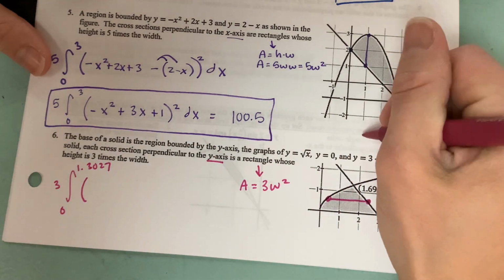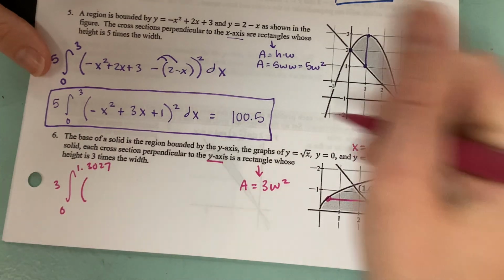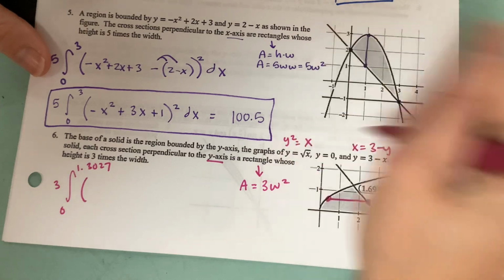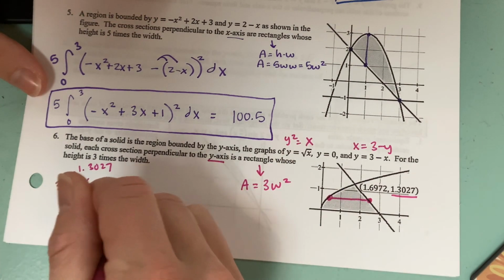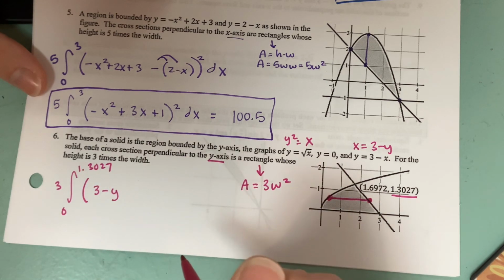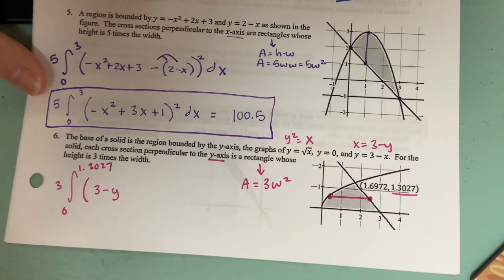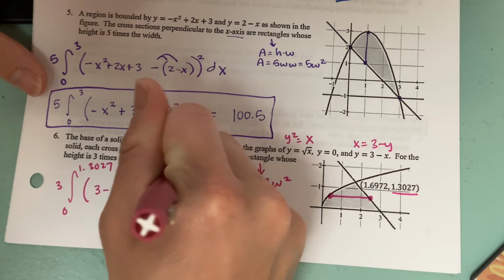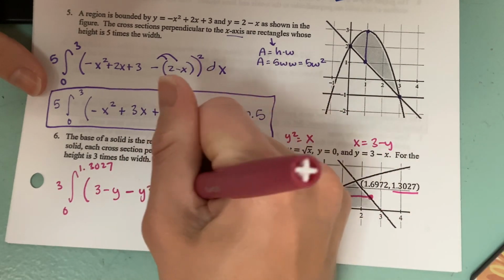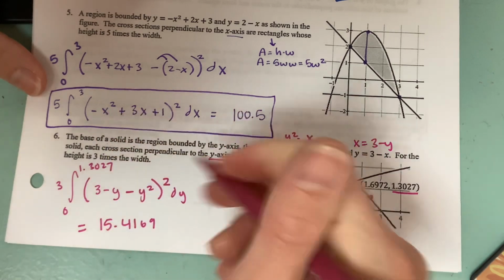I do need to change these both to be x equals. So this is going to be x equals 3 minus y, and this is going to be x equals y squared. So I've got 3 minus y, not 3 minus w. 3 minus y minus y squared, all of it being squared, dy, which is about 15.4169.